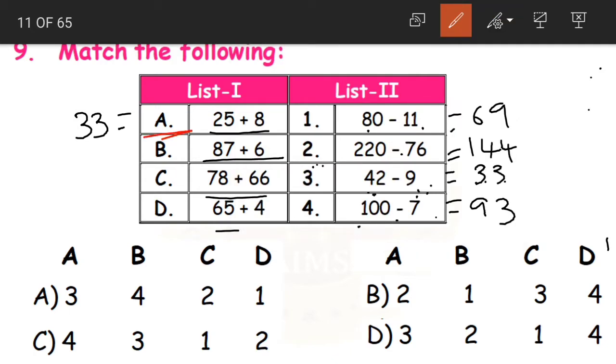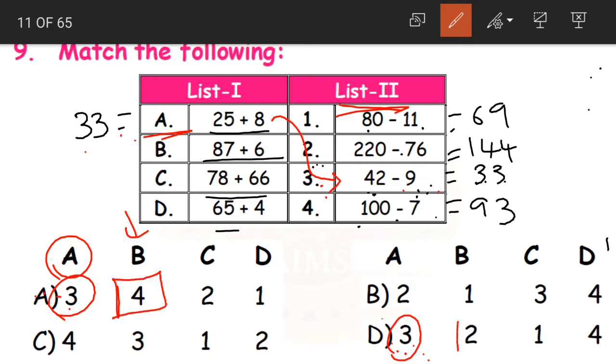Now here option A has 33 as the sum, which is equal to option number 3 in list 2. See, A is equal to what? 3. So A is equal to 3. We are having two options, A and D, in which A is equal to 3. Now moving on to B. Now what can B be? B can either be 4 or equal to 2. Let us see. 87 plus 6.